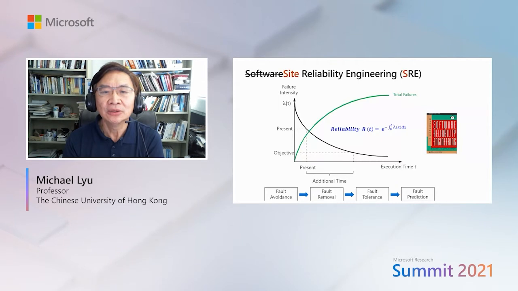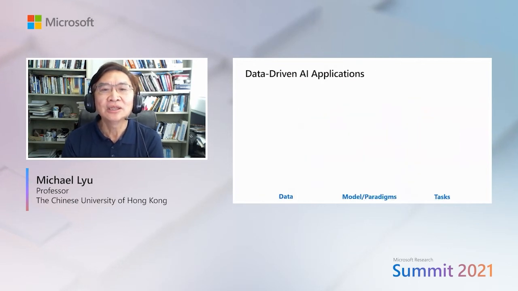We need a new term called site reliability engineering, also abbreviated as SRE, to tackle new reliability issues of the cloud software. The question is, how do we perform this new SRE properly? We know data-driven AI techniques with machine learning models have been applied in many domains. This popular approach includes 3 major dimensions: data, models and paradigms, and finally, tasks.